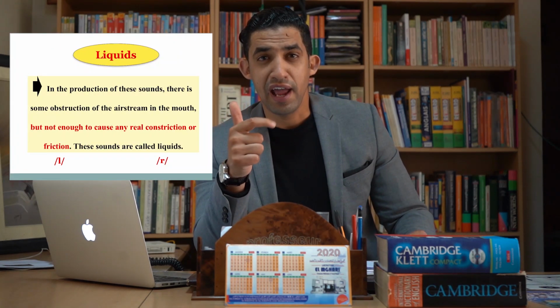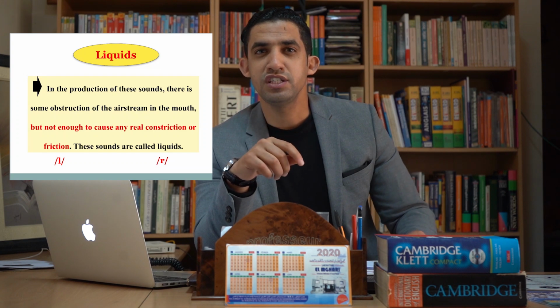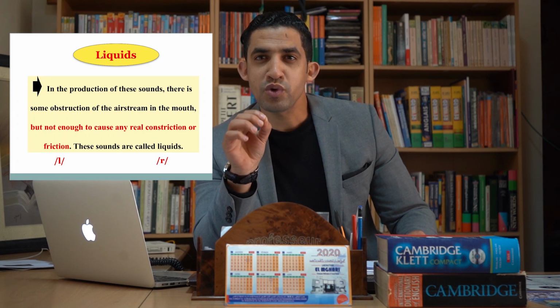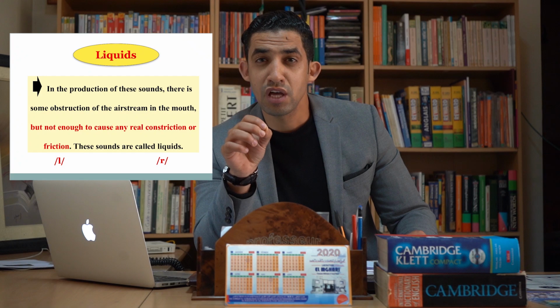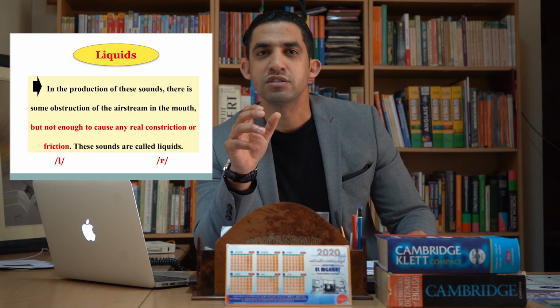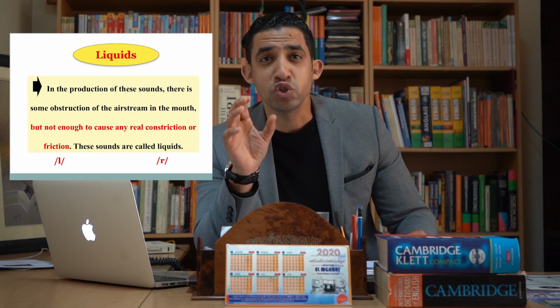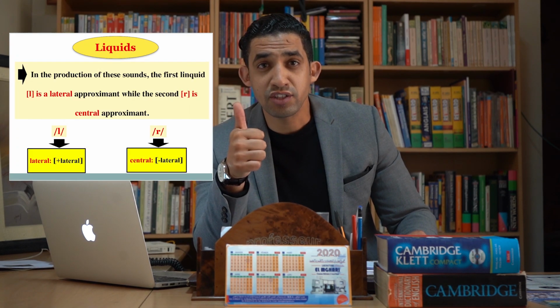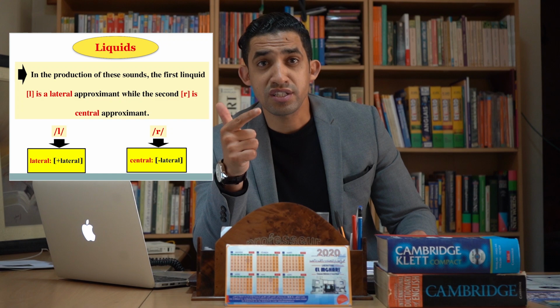The approximants are divided into two: liquids and glides. Liquids are l and r. In the production of these sounds, there is some obstruction of the airstream in the mouth, but not enough to cause any real constriction or friction. These liquids are divided into two: l, lateral, which is plus lateral, and r, central, which is minus lateral.